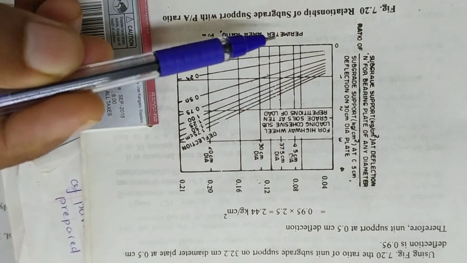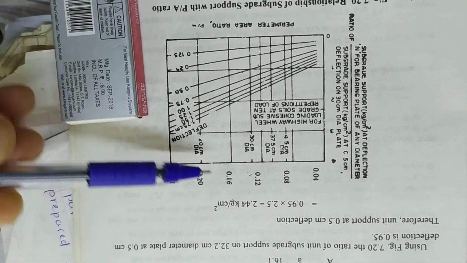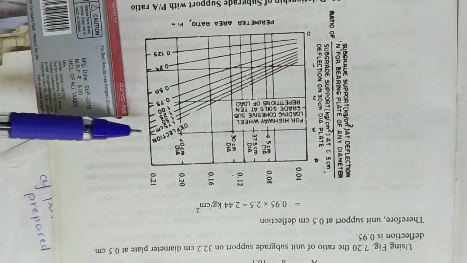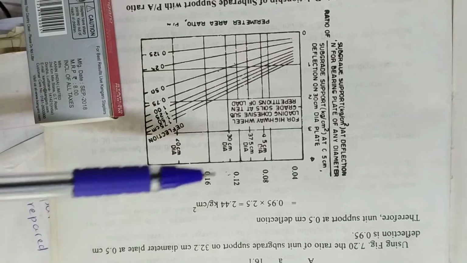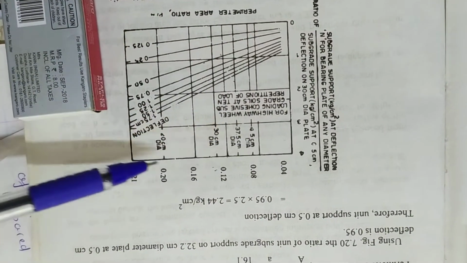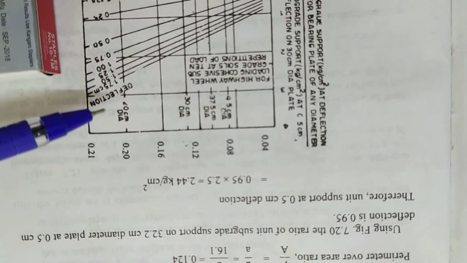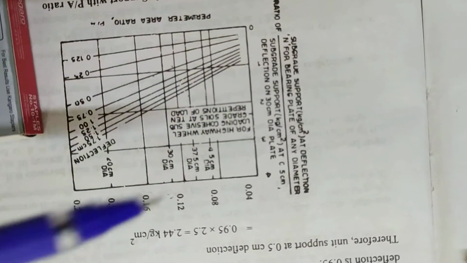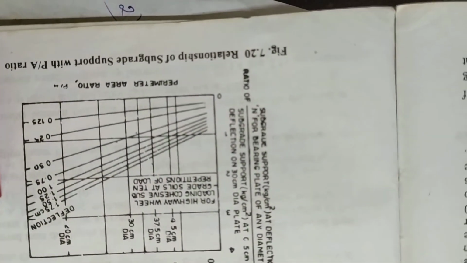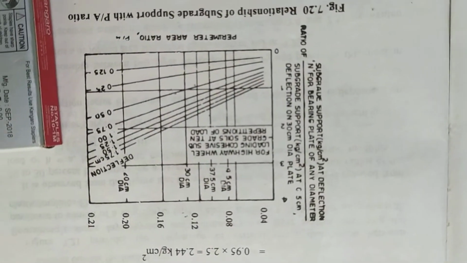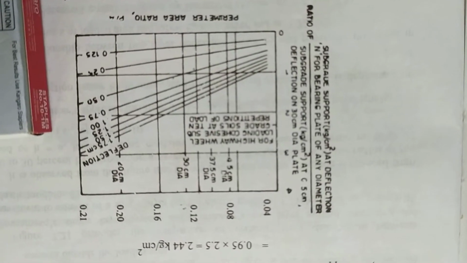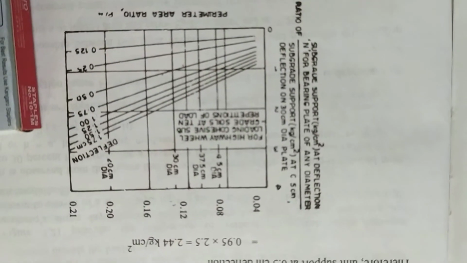Here the parameter is the area p by a. These are the p by a values. These lines, which are curves, are the deflection curves, and here are the diameters of the plates. The first one is 20, then 30, 37.5, 45. Our deflection value is 0.5 in this problem, because it is clearly given: 0.5 centimeter deflection for 10 repetitions of load.